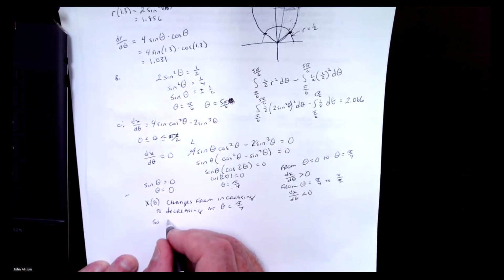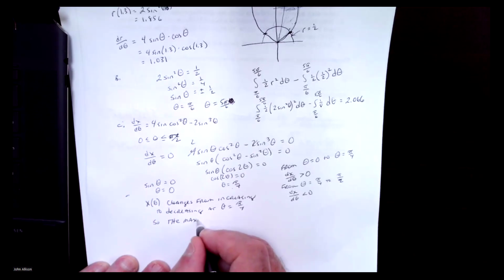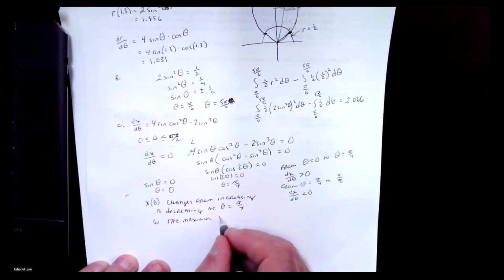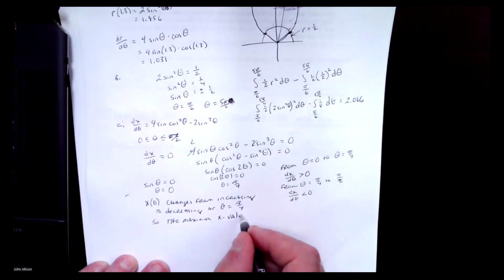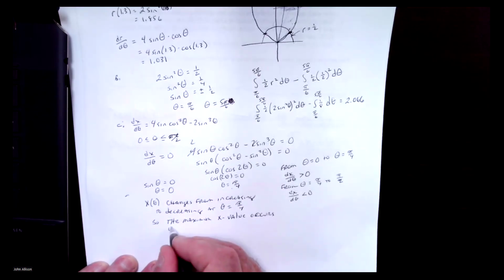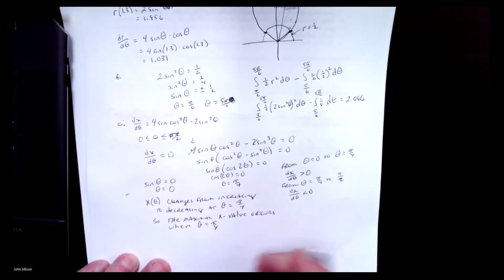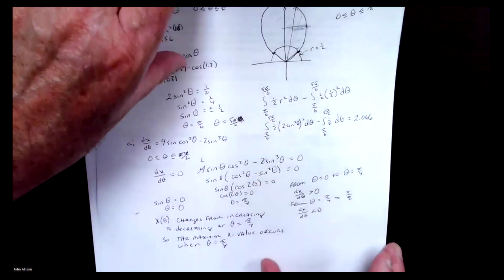So the maximum x value occurs when theta equals pi over 4. And now we have part D.